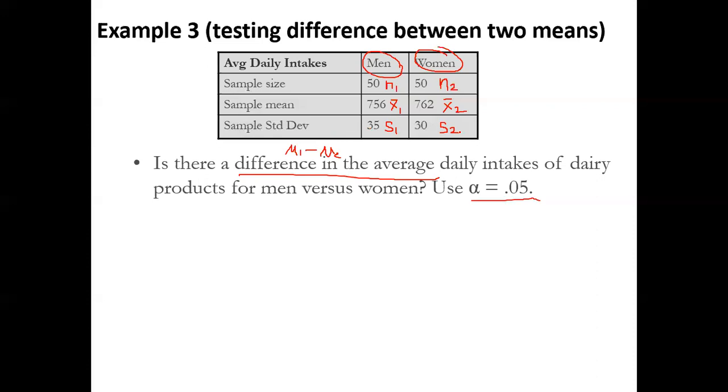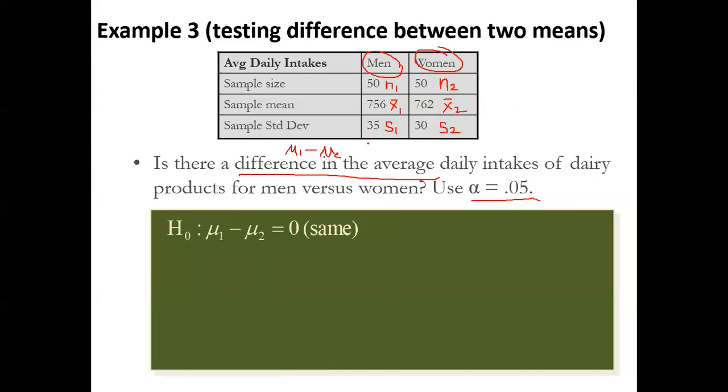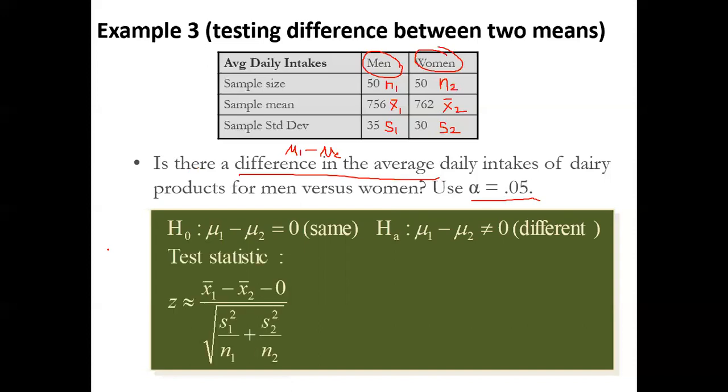Now in our first step, we need to define our null hypothesis and alternative hypothesis. The null hypothesis H0 is mu1 minus mu2 equal to 0, or same. And our alternative hypothesis HA is mu1 minus mu2 not equal to 0, or different. Then we move to the next step, the test statistic. What is the formula for the test statistic for difference between two means? This is the formula.